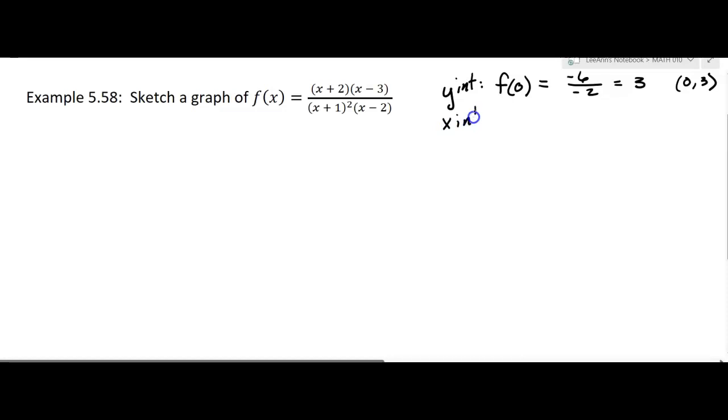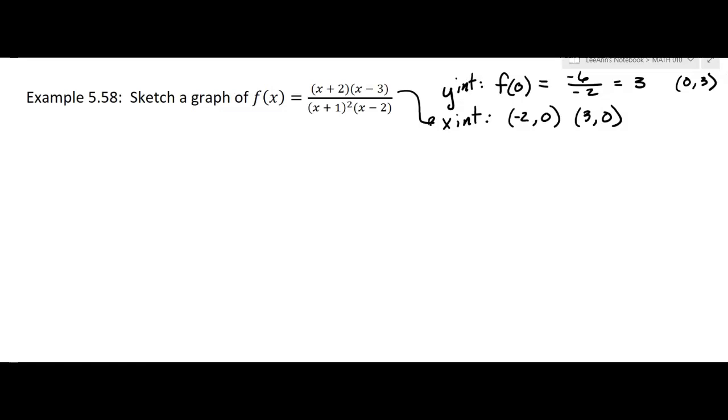X-intercepts come from when the numerator equals 0. So I'm going to have one at negative 2 and one at 3. So those come from the numerator. Those are going to be my x-intercepts. So now I know 2 more points.